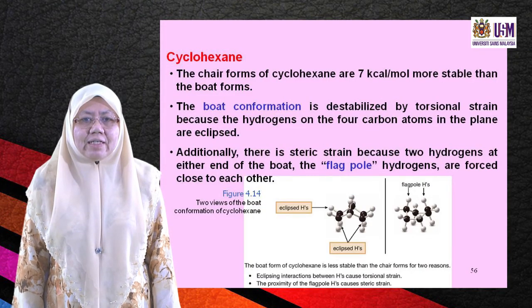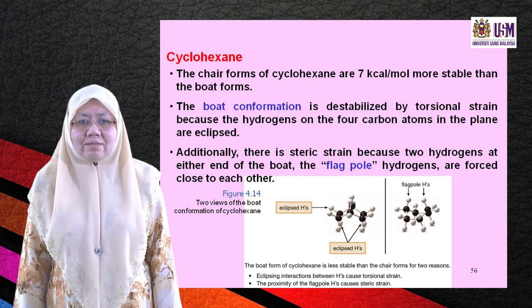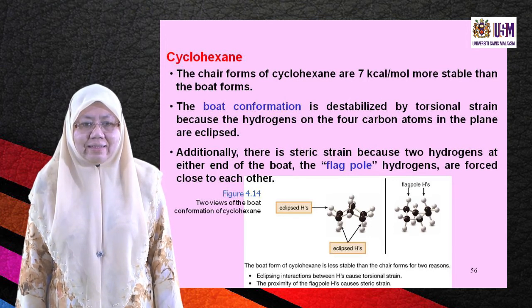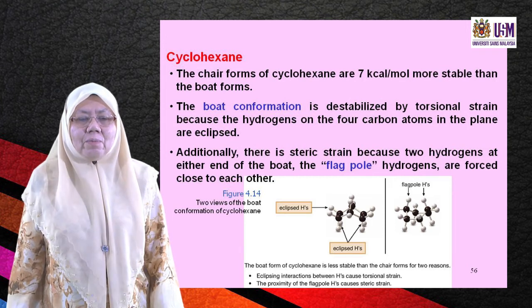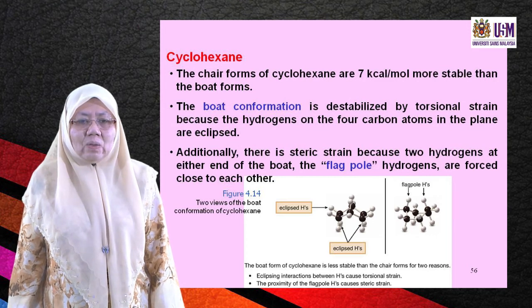The chair forms of cyclohexane are 7 kilocalories per mole more stable than the boat forms. The boat conformation is destabilized by torsional strain because the hydrogens on the four carbon atoms in the plane are eclipsed. Additionally, there is steric strain because two hydrogens at either end of the boat, that is the flagpole hydrogens, are forced close to each other. As you can see, Figure 4.14 shows two views of the boat conformation of cyclohexane.